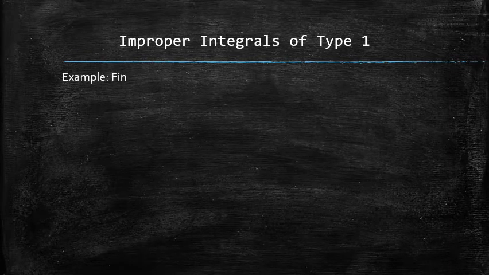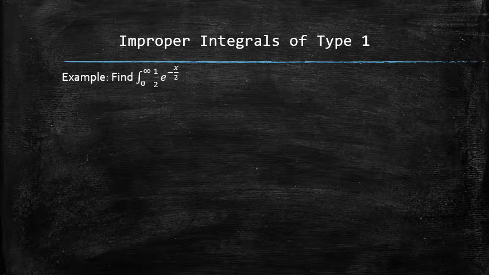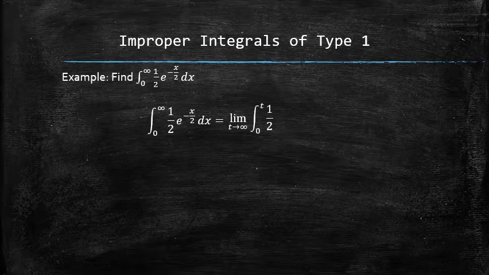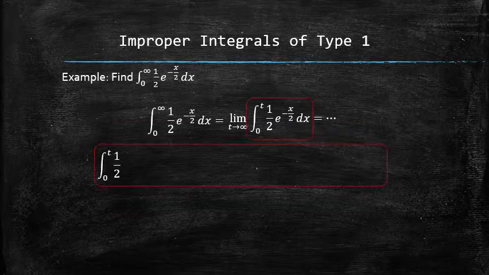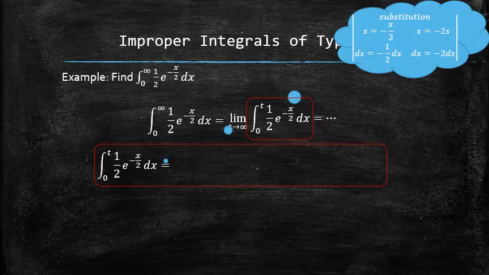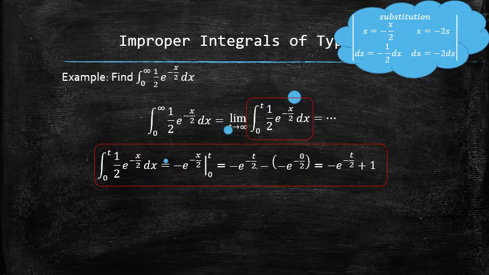For example, let's compute the following improper integral. We replace the infinity in the upper limit with t and set up a limit with t approaching infinity. Now that we don't have to worry about the infinity in the upper limit, we can focus on the integral. To find the definite integral, we set up a linear substitution to find the general antiderivative and then apply the fundamental theorem of calculus to find the integral in terms of the variable t.